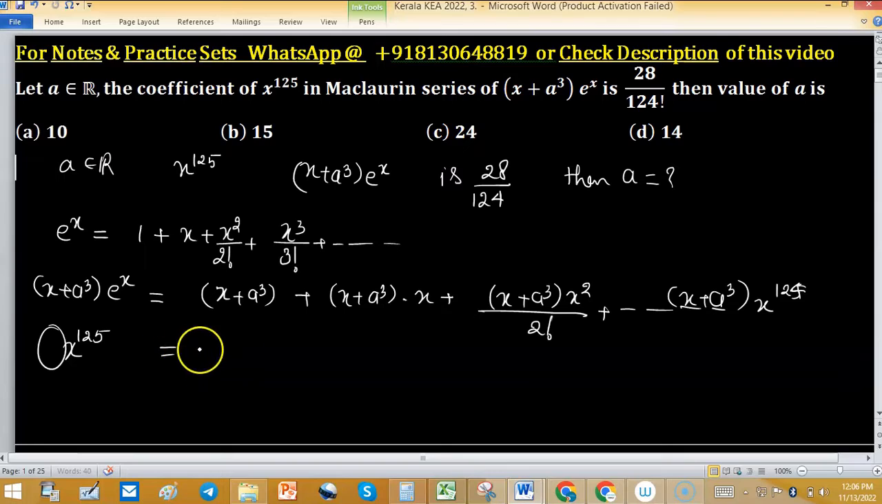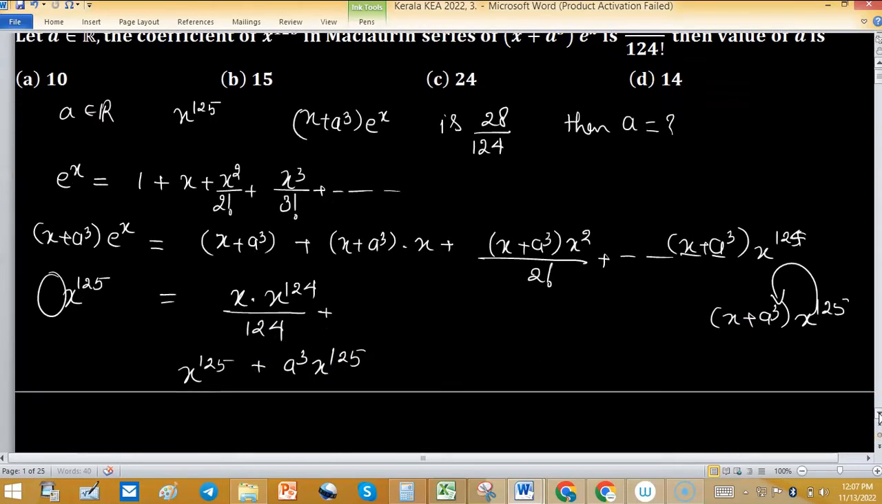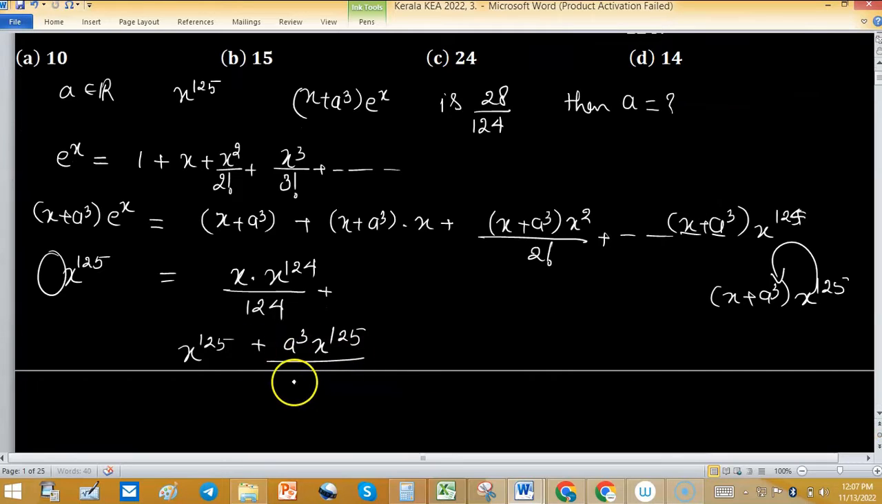x into x raised to the power 124 upon 124 factorial. This is the term containing x raised to the power 125. And when we multiply x plus a cube with x raised to the power 125, then a cube multiplied with x raised to the power 125 again gives us this term also, where the factorial is 125, and in the other case the factorial is 124 factorial.